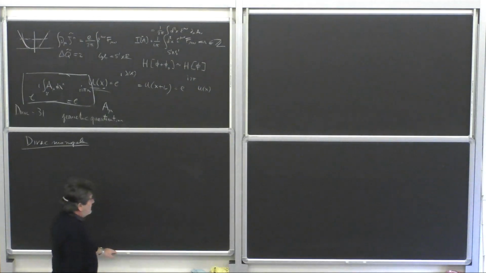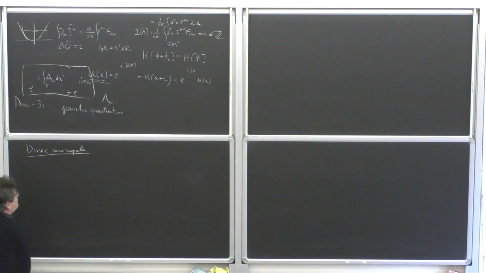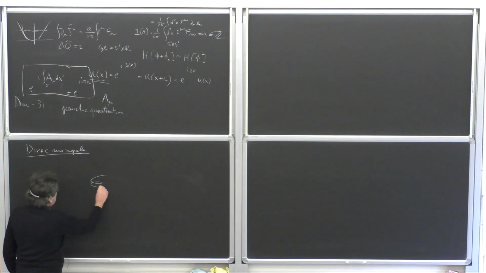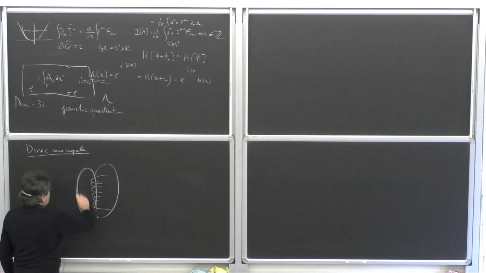Okay, let's discuss a monopole. How do I make a monopole? Well, it's very easy. You take a solenoid. Then you know that the flux lines of the B field are like this.